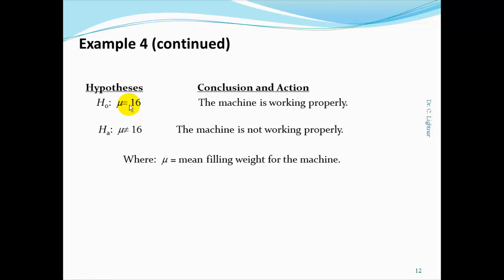The population mean is equal to 16, which in words is saying that the machine is working properly, and the alternative is that the population mean does not equal 16, which is saying in words that the machine is not working properly.